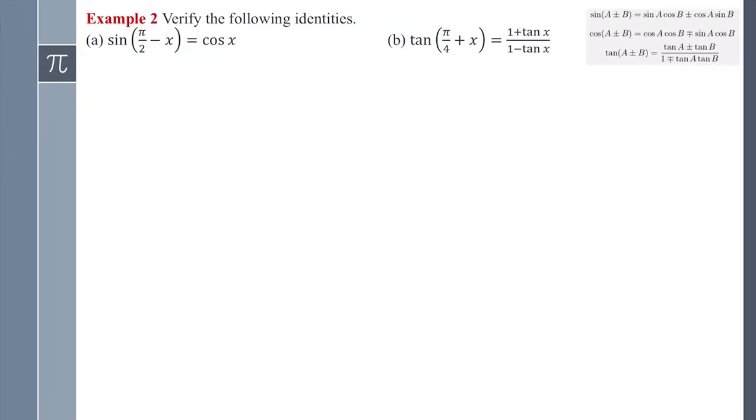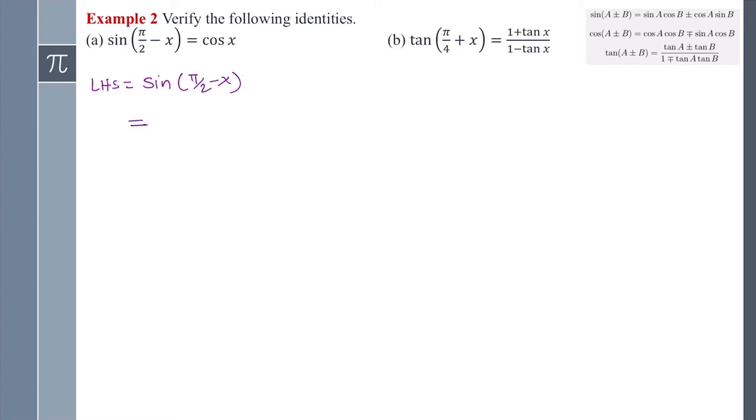So let's go ahead and verify some identities using the sum and difference formulas. The first one is we are going to verify that sine of pi over 2 minus x equals cosine x. Okay, so let's go ahead and verify this. Let's start from the left hand side because that looks a little bit more complicated. So left hand side equals sine pi over 2 minus x.